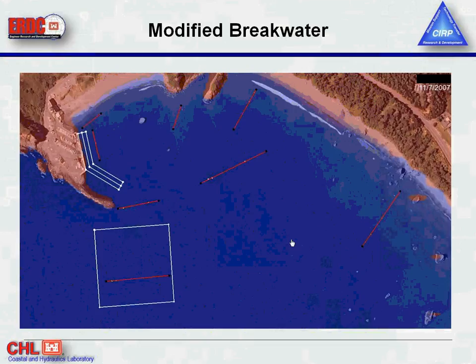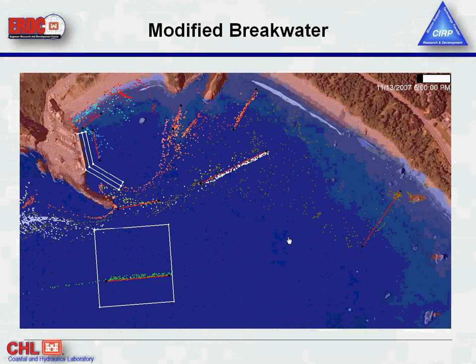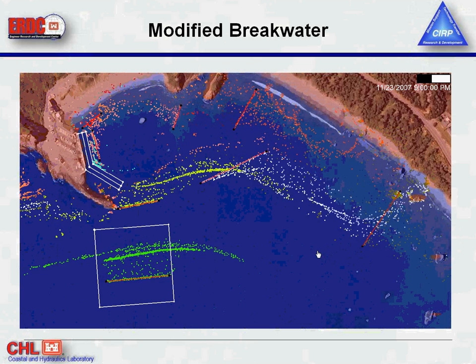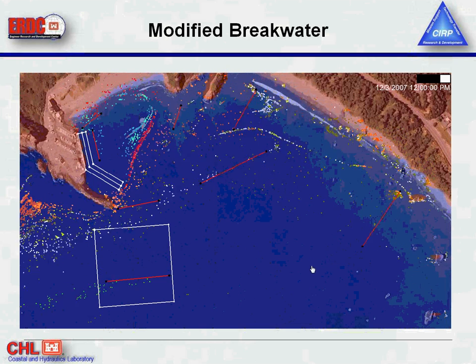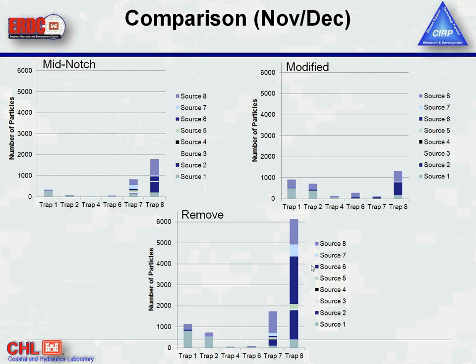And this is an animation. So you see particles colored differently from different sources. And this is run through the entire month, so also including an extreme winter storm. And this is throughout the simulation. Tahiri gives some statistics for the different breakwater configurations. You see three figures corresponding to that. And also, 8 traps, and how many particles are trapped in those different traps.